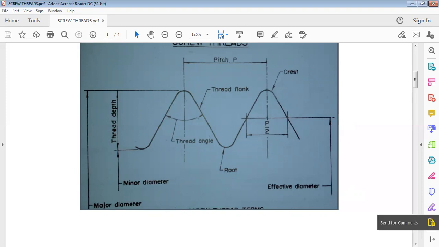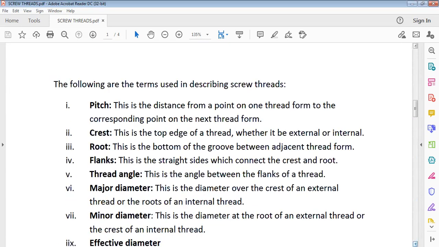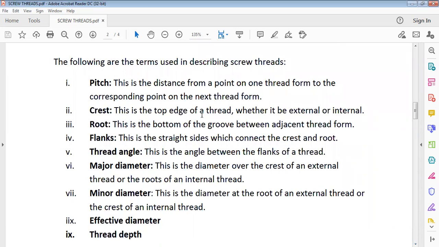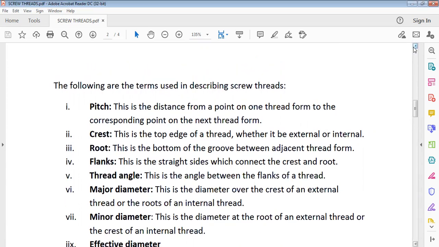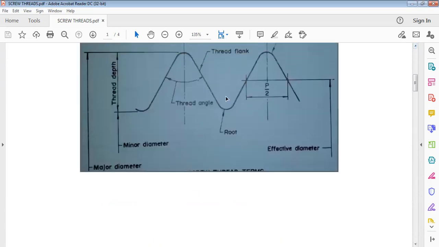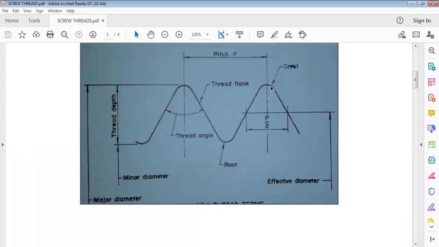Then we also have the crest. The crest is the top edge of a thread, be it external or internal, be it that of the bolt or that of the nut. Then the root. The root is the bottom of the groove between the adjacent thread forms, as you can see here. So this is the root, and the crest is the top part of the thread, and the root is the groove between the two thread forms, as we have here.